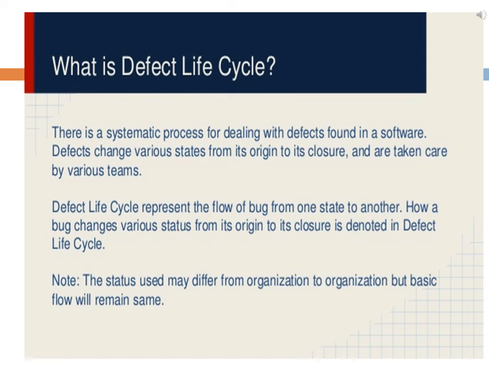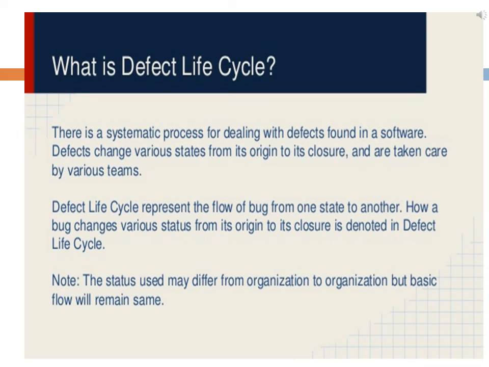Then, defect life cycle. A defect life cycle is also called the bug life cycle. The defect life cycle is the cycle which a defect goes through during its life. It starts when a defect is found and ends when a defect is closed after ensuring it's not reproduced. The defect life cycle is related to the bugs found during testing, and the bug has a different status in the life cycle.